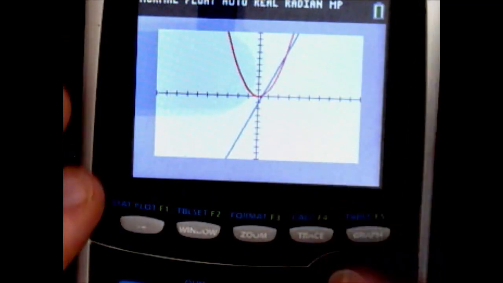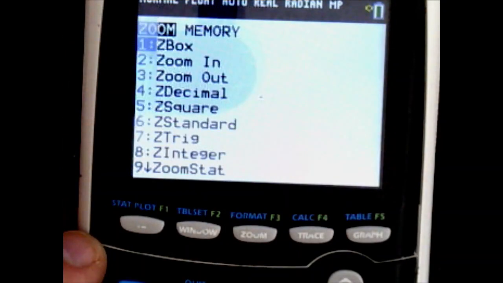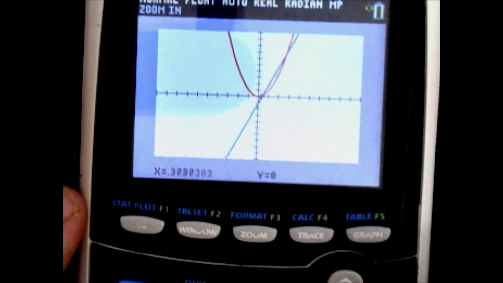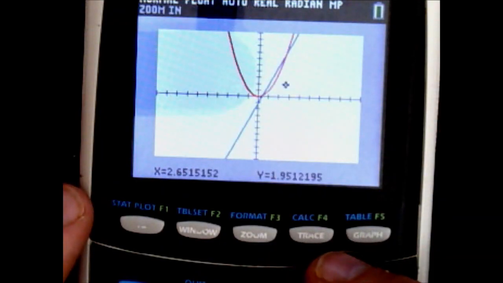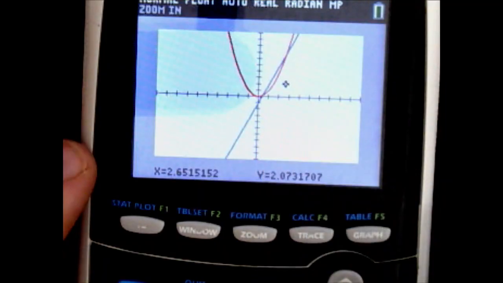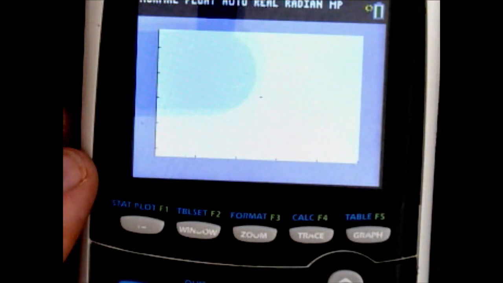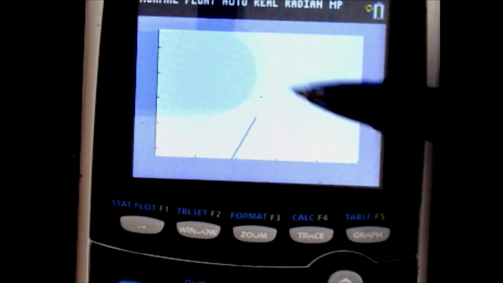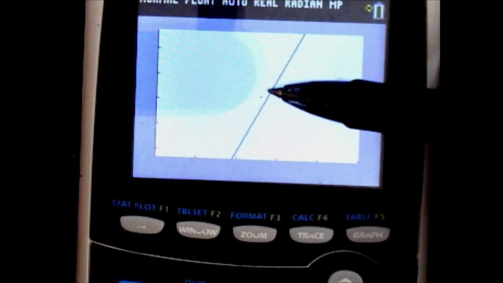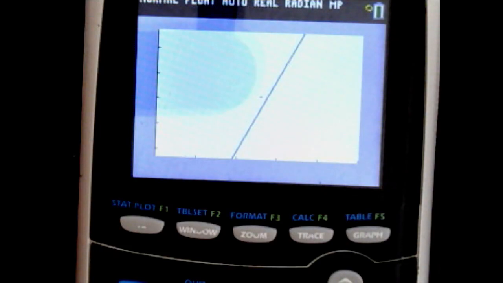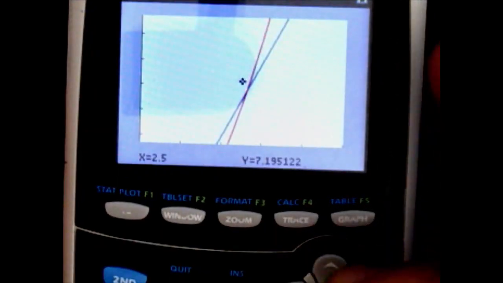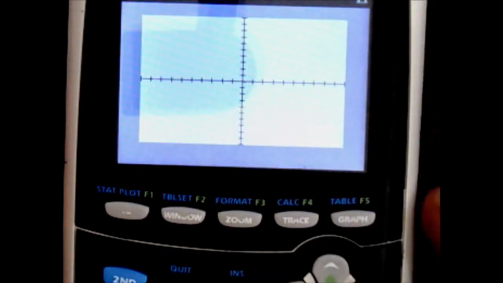Alright, now if I want to zoom in, I hit zoom 2, and now you move this little cursor. If you move left or right, up or down, you see the little cursor there. You can move it to whatever you want to zoom into. Let's say we want to zoom into that point right there. So move it to it and then hit enter. And now your new screen will have that one spot that you wanted to look at as the center of your new screen. So see right there. Now you can go back to zoom 6, standard window.